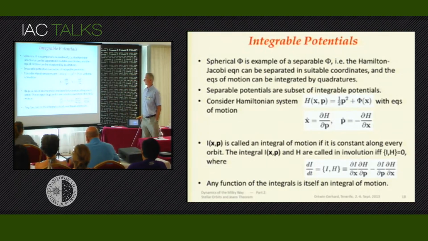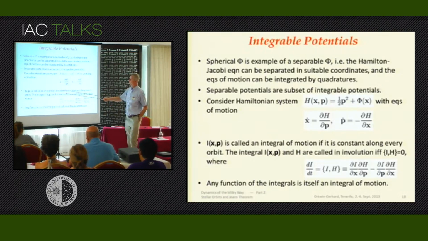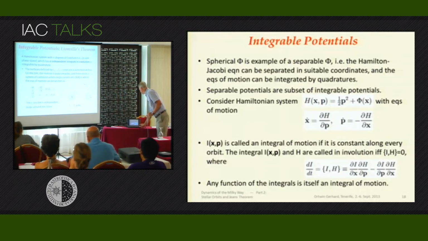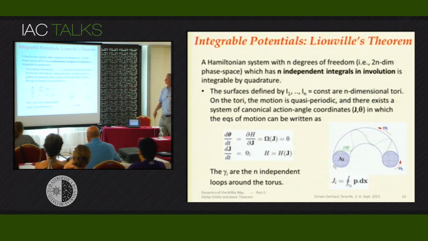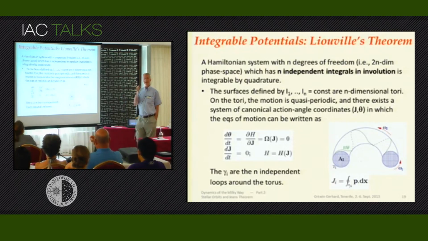Now, one thing to also remember is that suppose I have found a second integral I for my Hamiltonian system, then any function of the integral is also an integral. Because the derivative of the function along the orbit is the partial derivative of the function with respect to the integral times the derivative of the integral along the orbit, which is 0. And so this is 0.